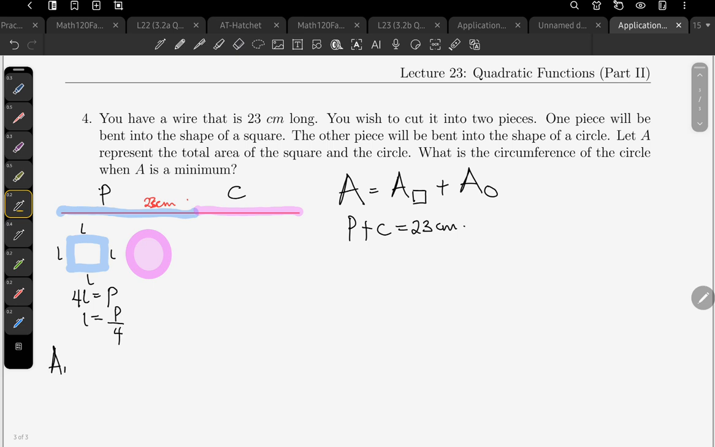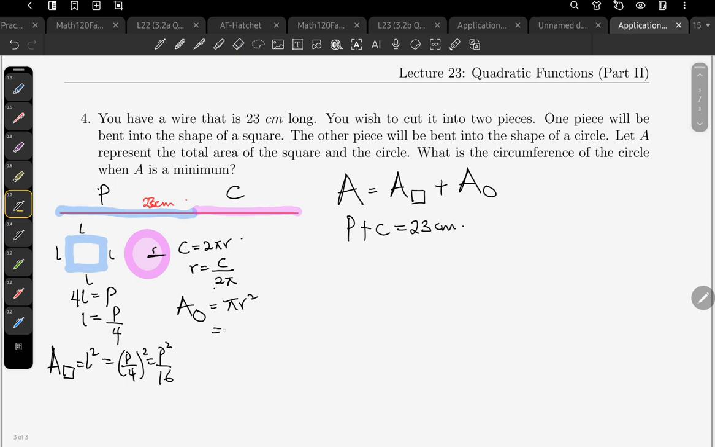So the area of the square, which we know to be L squared for any square, will be (P over 4) squared, which is P squared over 16. Also, if the circle has a radius R, we know that the circumference of the circle is 2 pi R. Then R equals C over 2 pi. I'm doing this so that I can get the area of the circle, which is pi R squared. Since R is what we have here, this is pi times (C over 2 pi) squared.